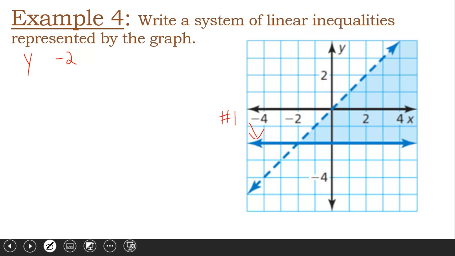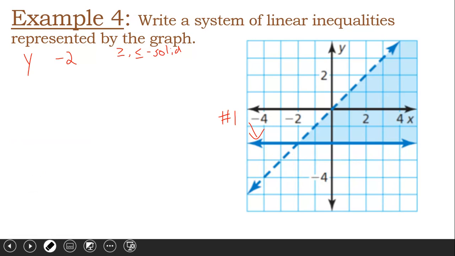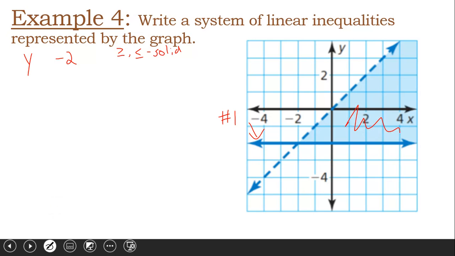I know it's a solid line. So because it's a solid line, I know my choices are either greater than or equal to or less than or equal to. And if I look at the shading, I can see that the shading occurs not down here, which would be less than or below the line. It's occurring above the line, in this region over here. So I know it has to be a greater than or equal to symbol.